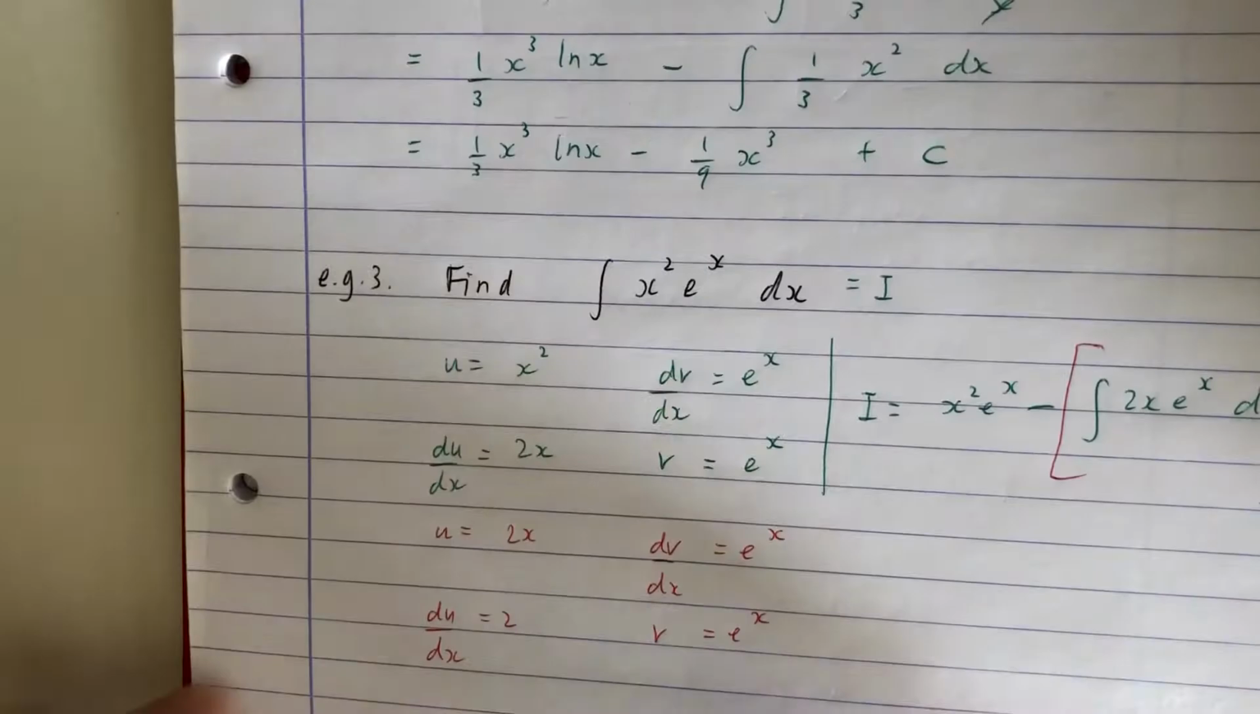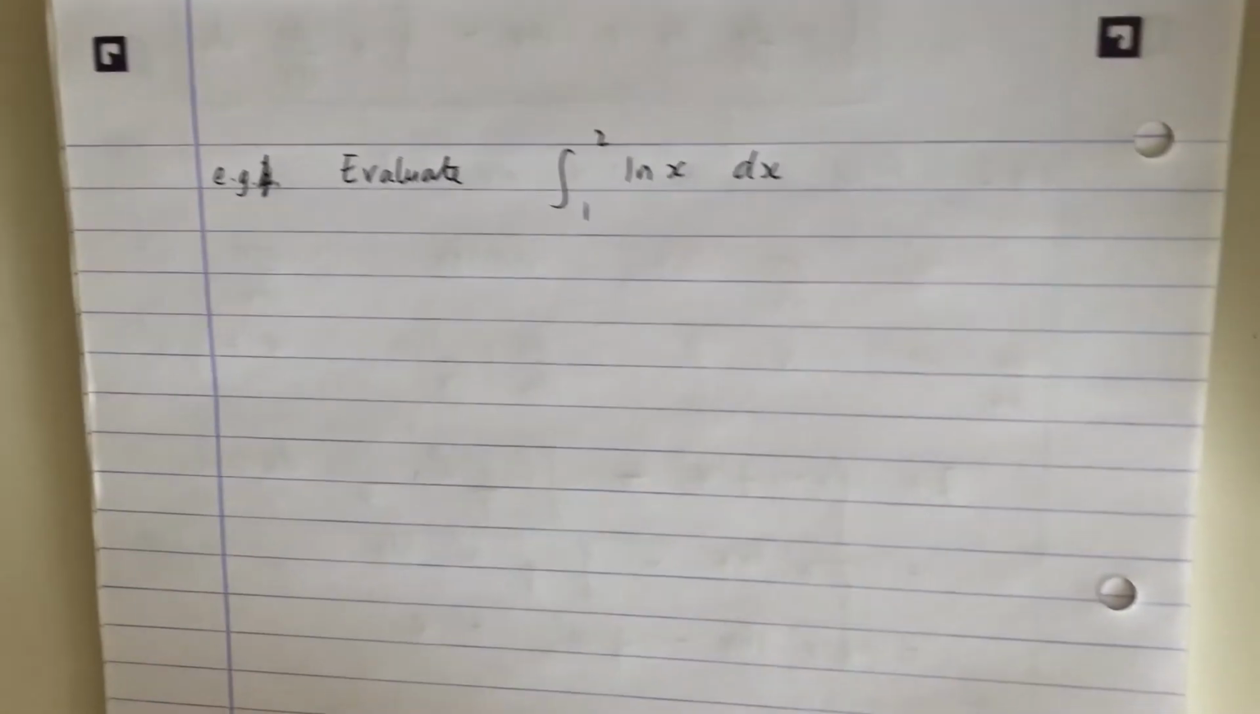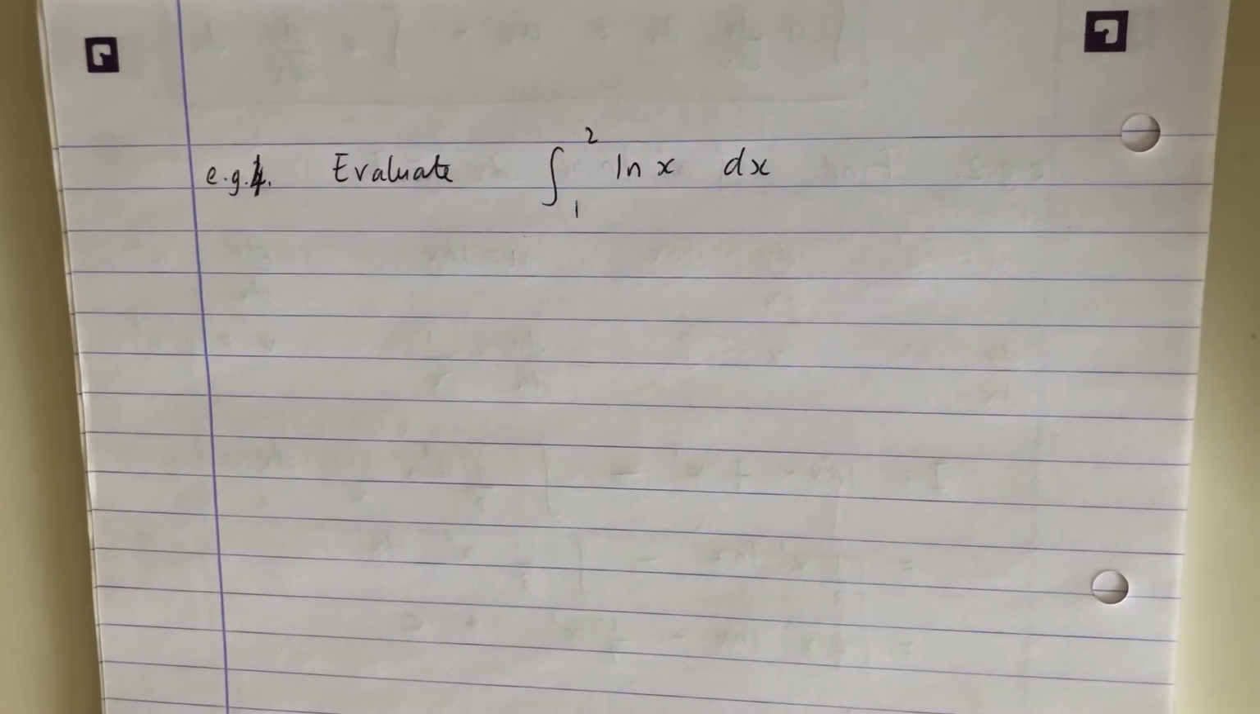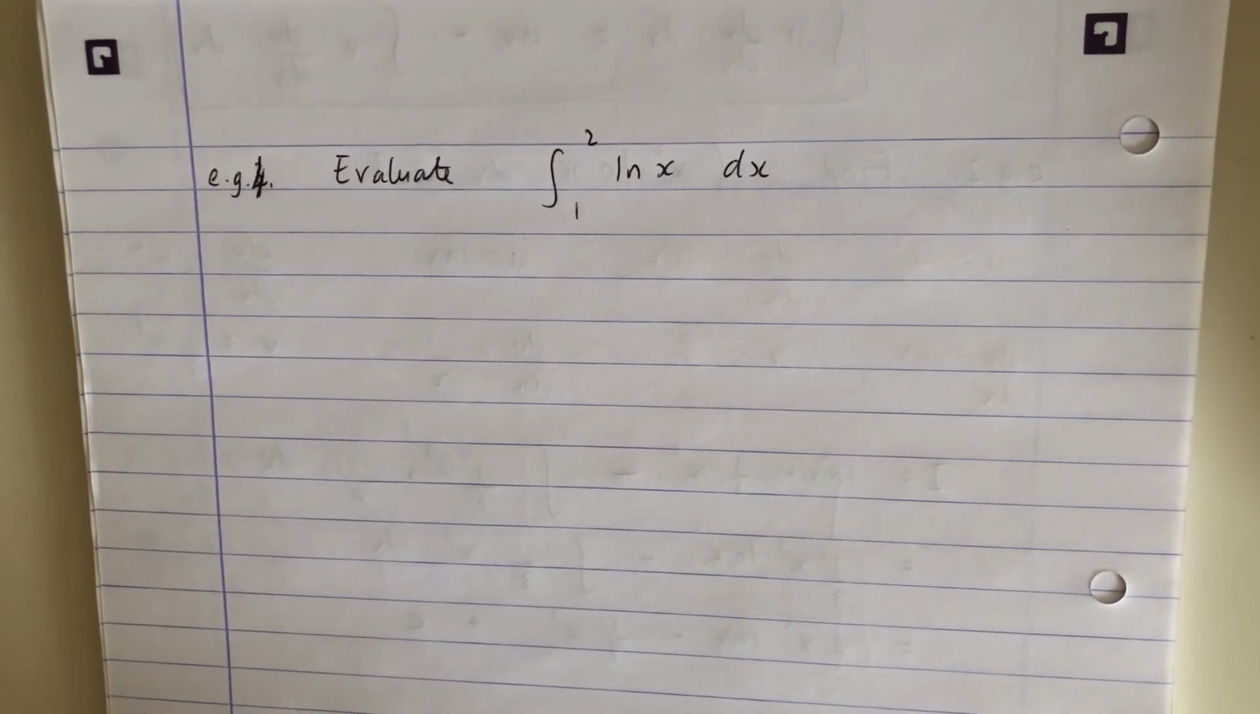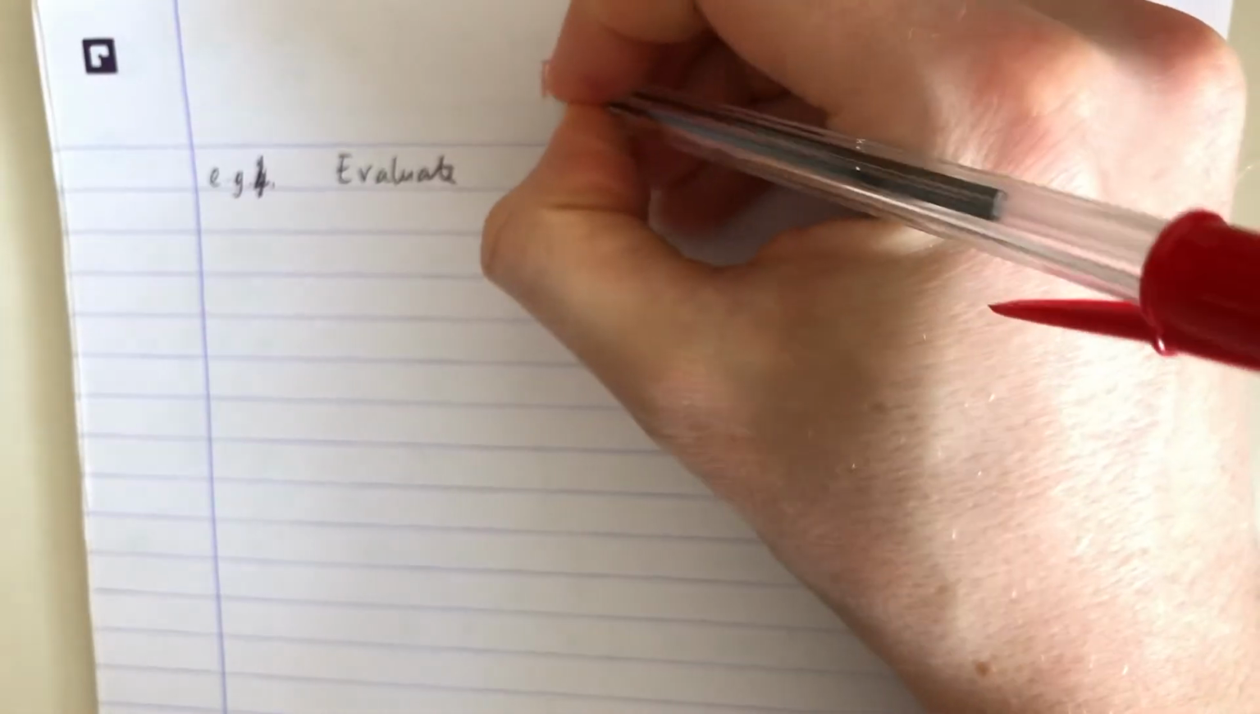Last question. E.g. number 4. If you remember a couple of examples ago, I said you didn't know how to integrate ln x. And now in this example, we're going to try and do it. Okay, this is again the integration by parts subsection. And integration by parts, I've told you, is the reverse product rule.